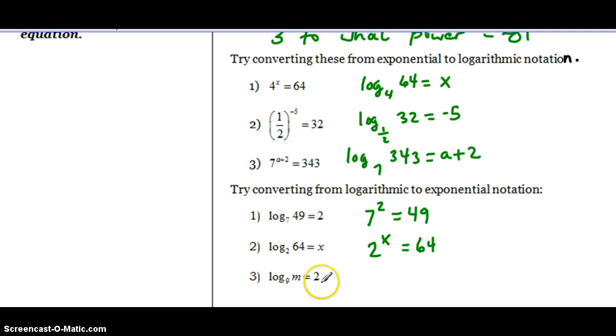Our third one, I want you to try on your own and bring it back. Okay, so you should see that 9 to the second power is equal to m, and you can start to see how you can solve for different variables. So 9 squared would be 81, and we solve for m. This question only asks to convert, so for this one you could stop right here.